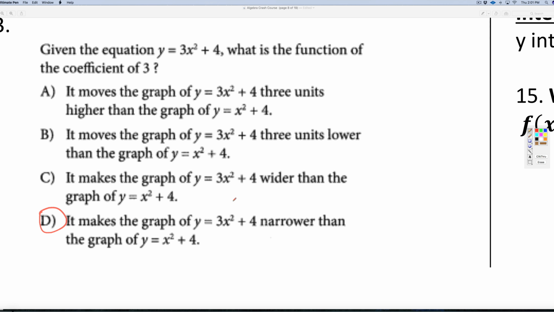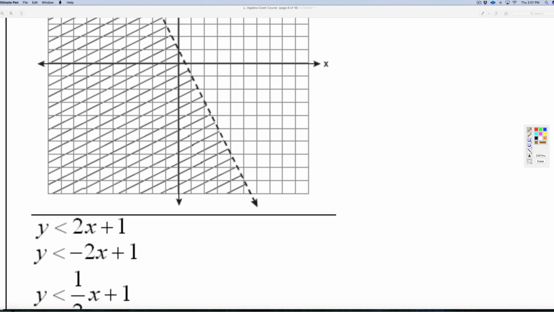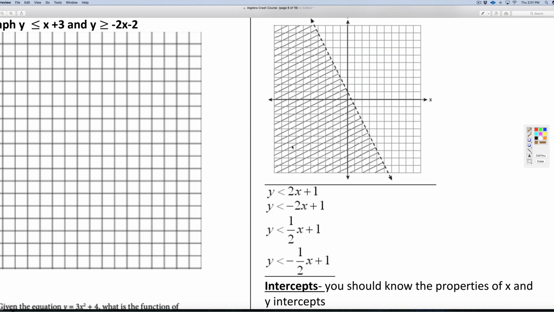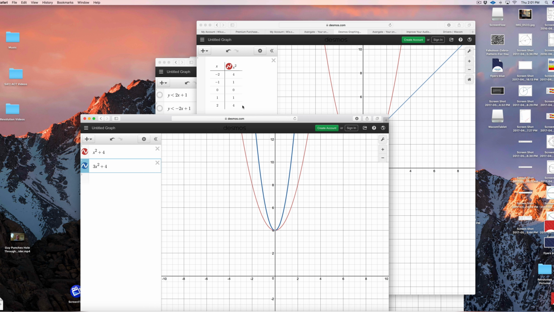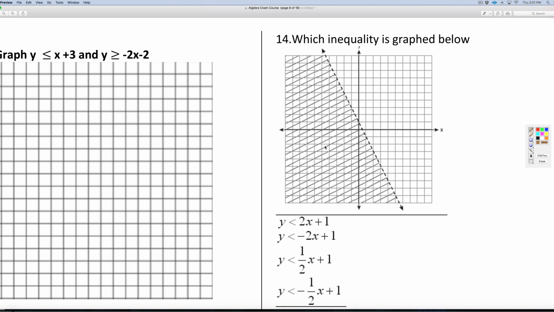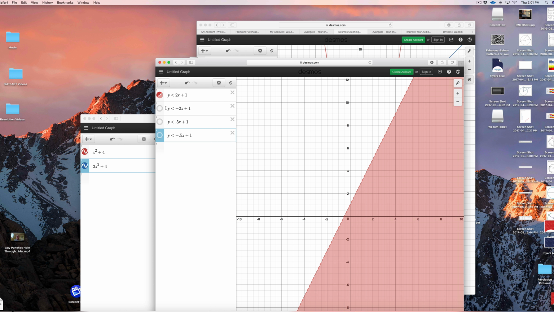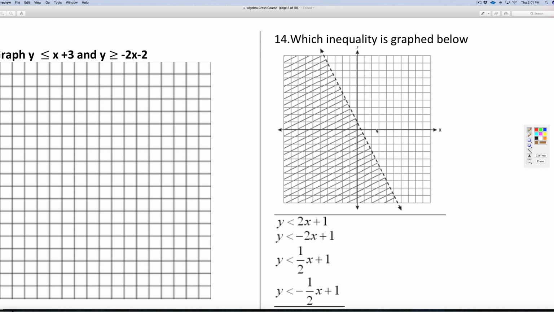Counter to what you would think, right? It makes it narrower. Interesting. Okay, so again, graphing though, you could really accomplish a lot. This final one asks you to graph these, which inequalities graph below. I would graph each of them. So for the final graphing one, you go here. Does this look like our graph here? No, it's the opposite. Does this look like our graph here? Yes, it does. And you can check points. Check points, okay? Very important.